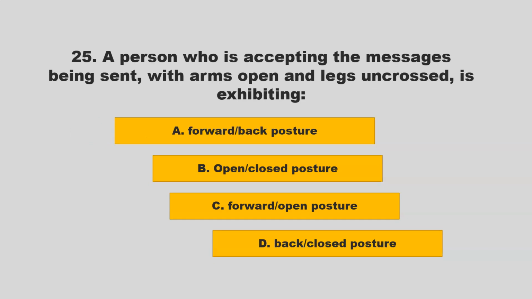A person who is accepting the messages being sent with arms open and legs uncrossed is exhibiting forward back posture, open closed posture, forward open posture, back closed posture. If you chose B, open closed posture, you are correct.